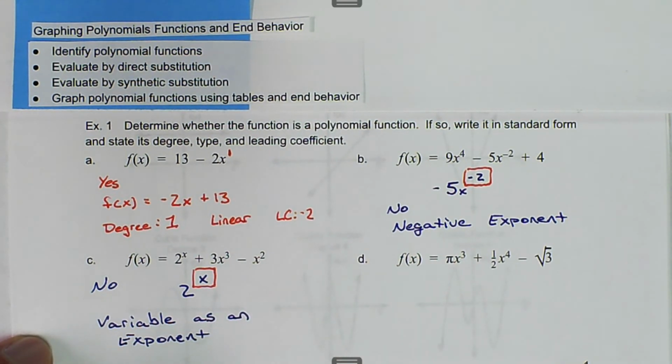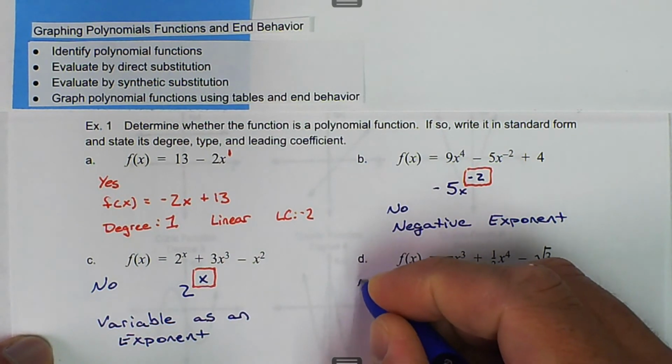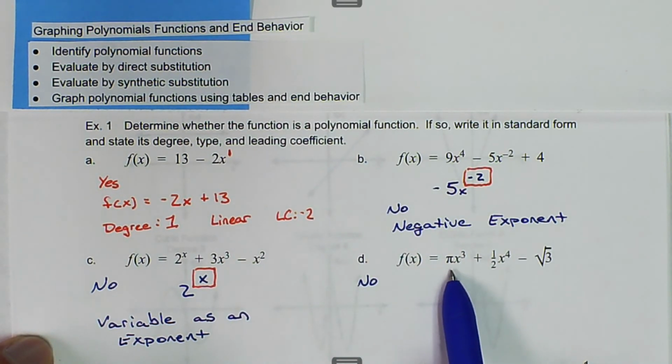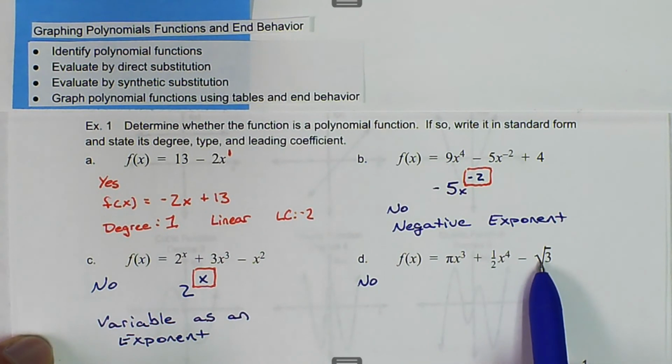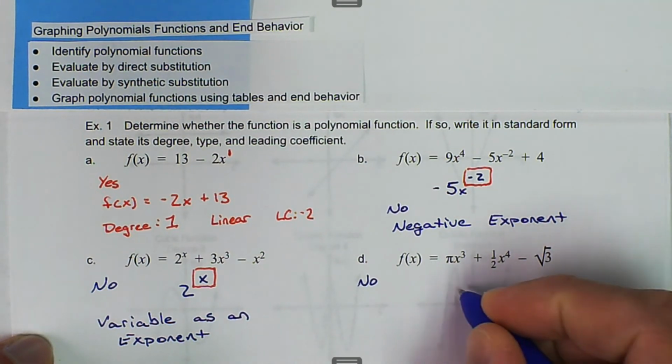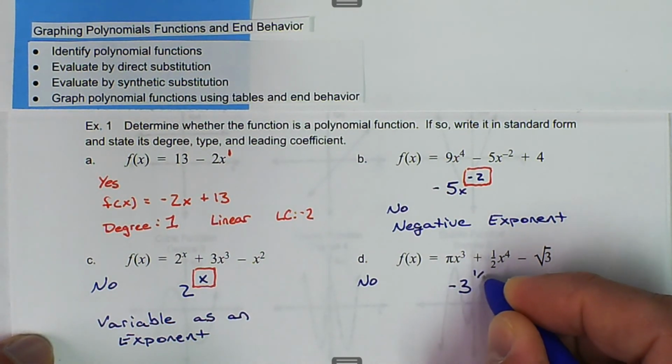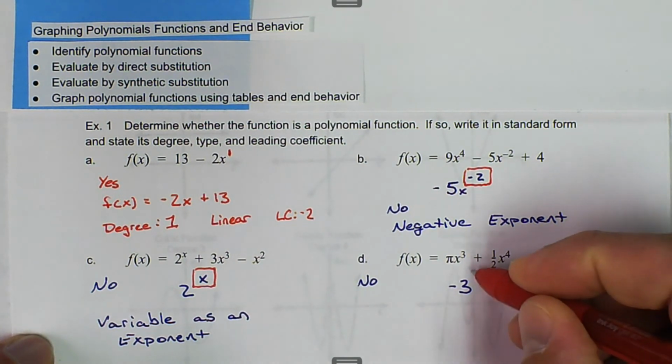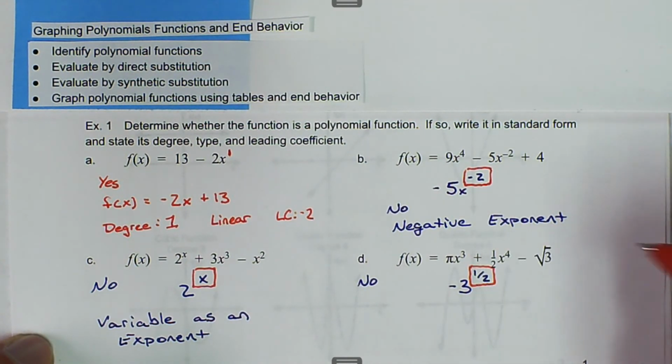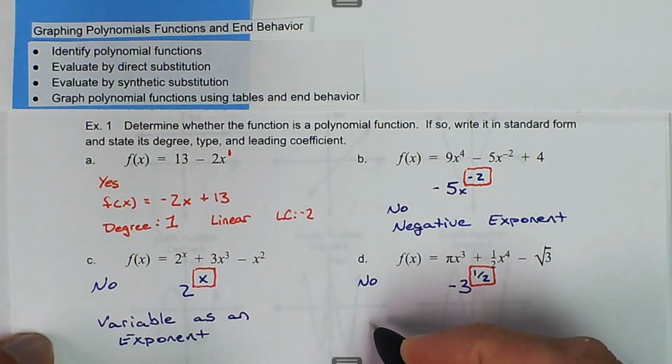And then the last example here, we have example D, and this one is also going to be no. So we have pi times x to the 3rd power plus 1/2 x to the 4th power minus the square root of 3. And another way that we can write the square root of 3 is as 3 to the 1/2 power. And in that case, because the exponent is 1/2, this is no, because it has a rational exponent.